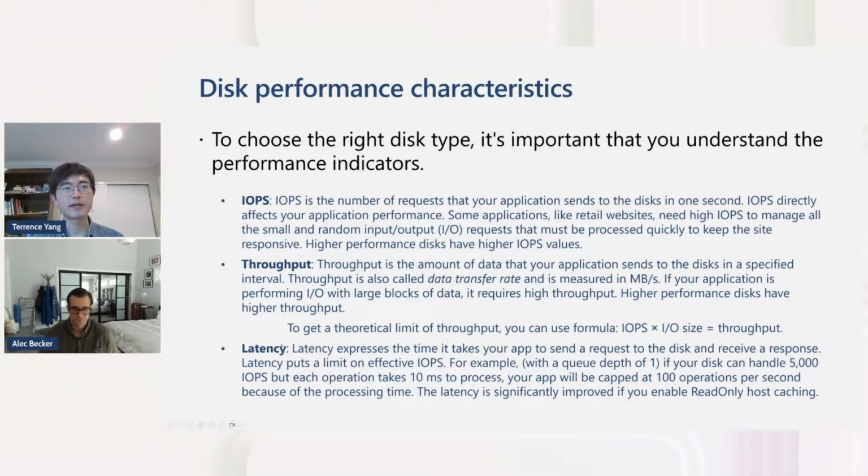Latency expresses the time it takes your app to send a request to the disk and receive a response. The latency also puts a limit on the actual effective IOPS. So if your latency is 10 milliseconds, your application will be kept at 100 operations per second because of the processing time, even if your disk can handle 5,000 IOPS. This is significantly improved if you have enabled read-only host caching. We also talk a little about caching in the later parts.